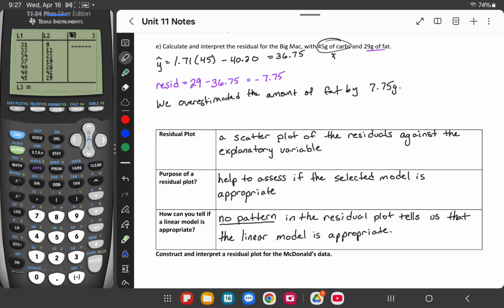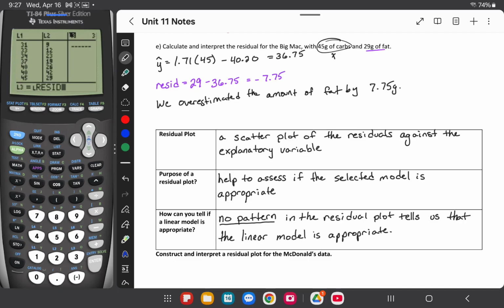So go up to list 3, and then above the stat button, you'll see the option for list. If you hit second stat, it will pull open a list menu for you. Here you have most of the common lists that we'll use, list 1, list 2, and so on. Option 7 is a contributions list, so if you ever needed to do that separately, you could. And if you scroll down, there's another option below that, called resid, which stands for residuals.